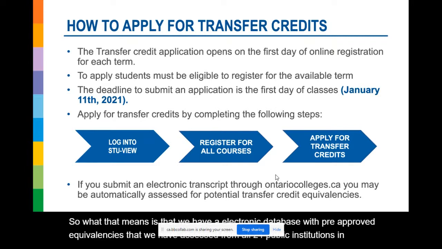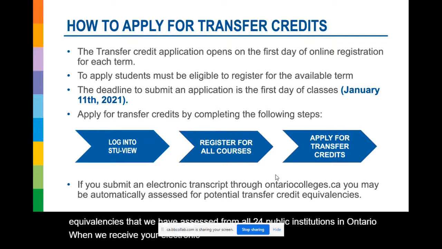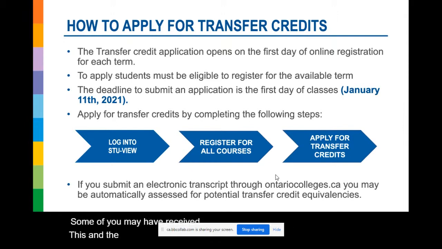When we receive your electronic transcript, we assess it to see if any of your courses can be approved for transfer credits. If yes, we display this information in 2 ways. One, through your offer letter. Some of you may have received this. And the second way is directly on StuView.